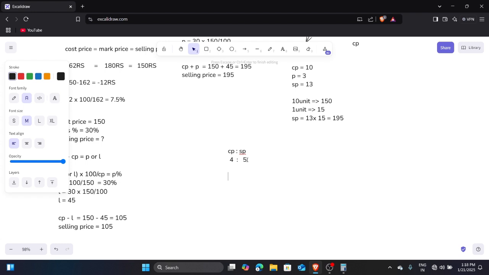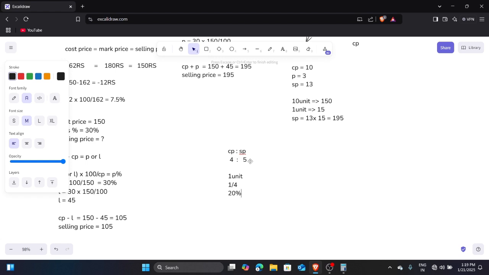Here you can see the difference between CP and SP is 1 unit. It means the CP is 4 and SP is 5. So the ratio of profit is nothing but 1 divided by 4. If the fraction is 1 by 4, then what is the profit percent? Profit percent is nothing but 25%. The ratio is showing us this only.